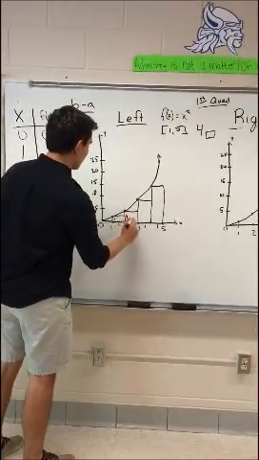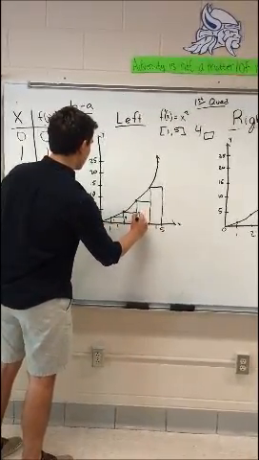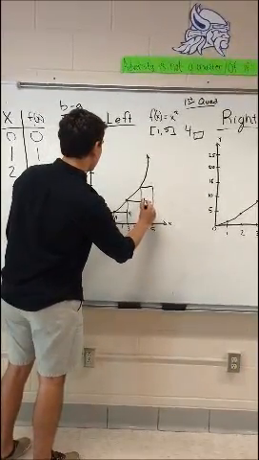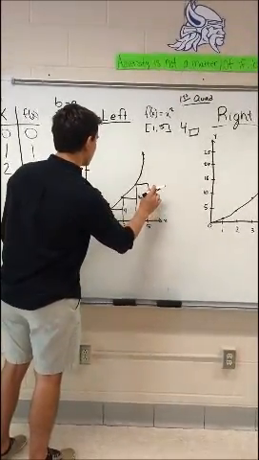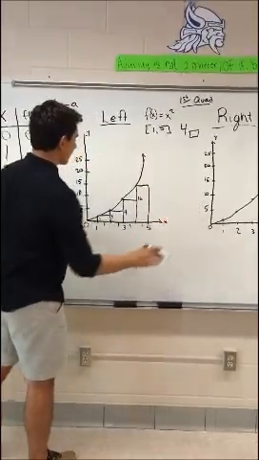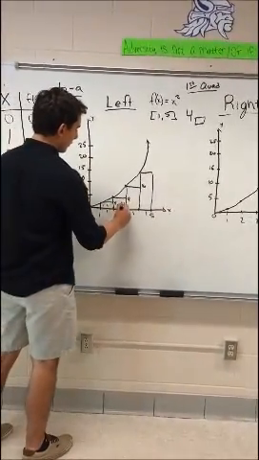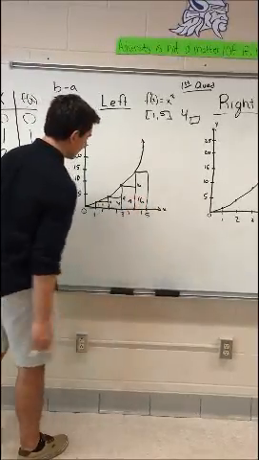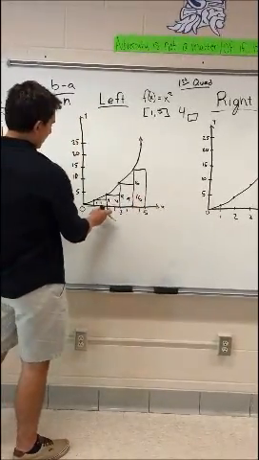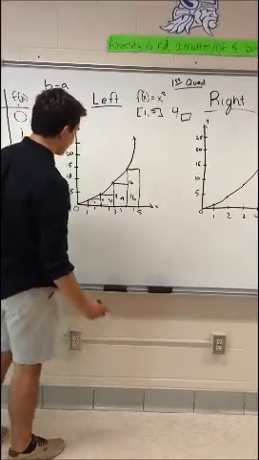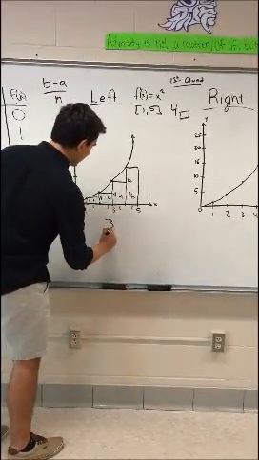So 1, 4, 9, 16, and the 25 would be up here if we had another rectangle. So from this we can get the area of this is 1, 4, 9, and 16 consequently. Add them together, 1 plus 4 is 5, plus 9 is 14, plus 16 is 30.